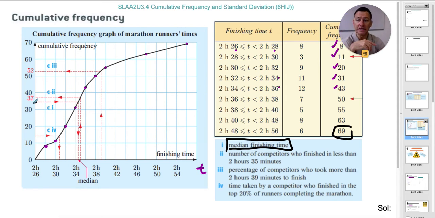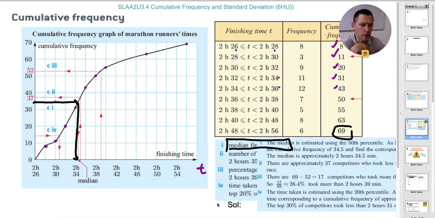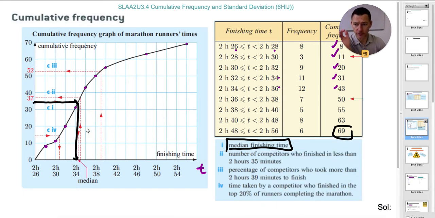That person's the median. And you can find his or her time by starting at 35, walking over to the graph, and then going down to the time of the finishing. So that looks like 34 and a little bit, so 2 hours, 34.5. So we're going to do that same trick with a couple of these other questions as well.